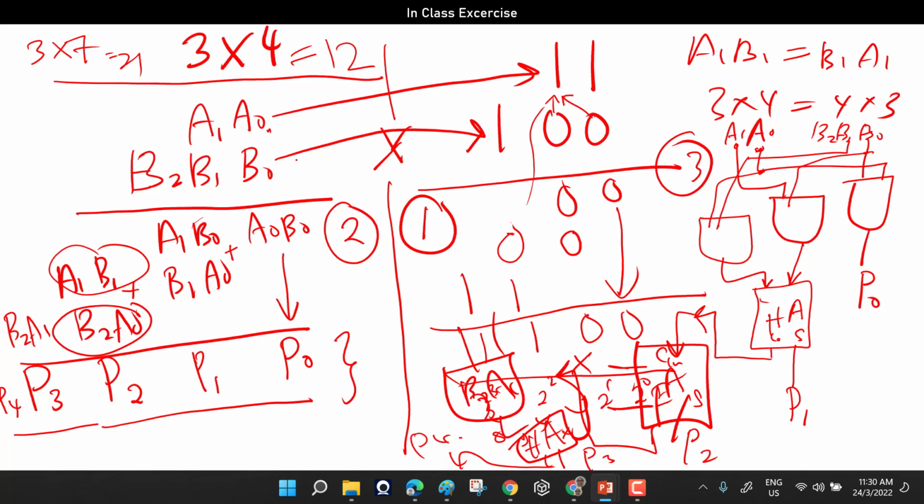Why is there nothing? Because P0 is the least significant bit, the rightmost one, LSB. You must have come across this term in Digital. Least significant bit comes directly from the product of A0 dot B0. So that is why there is no process required here. Just pull directly.